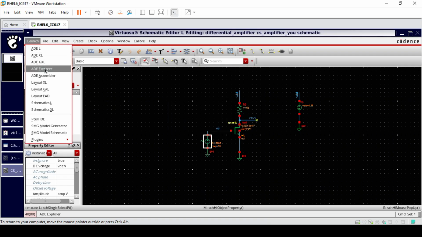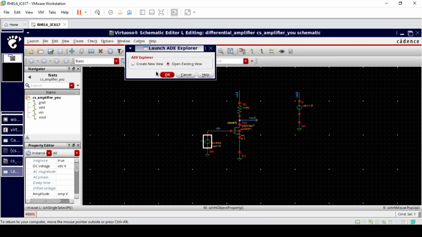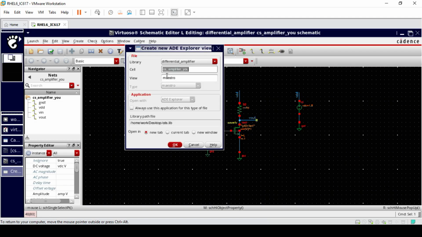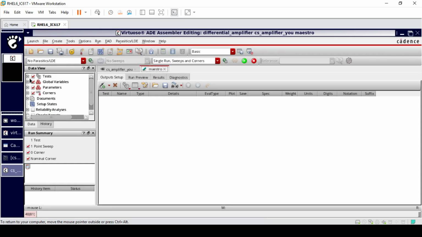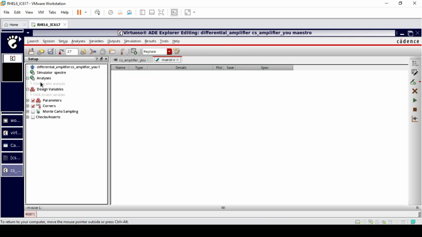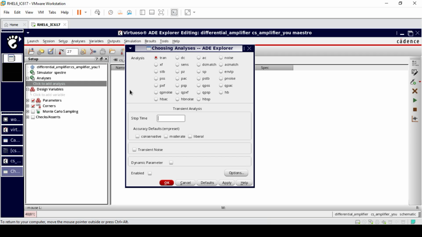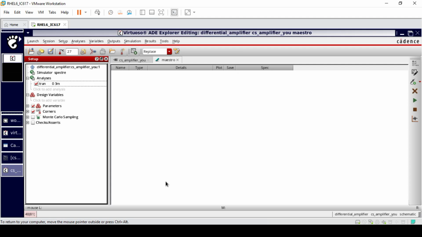Let me launch ADE Explorer, create new, okay. Let me select the analysis type as transient. As we have given the input frequency as 1 kilohertz, 1 by 1 kilo is nothing but 1 millisecond. I wanted to see 3 cycles, so I'm giving 3 milliseconds as the stop time. So this is the transient analysis.